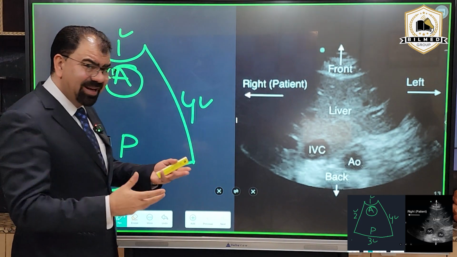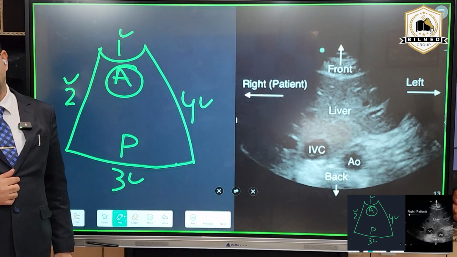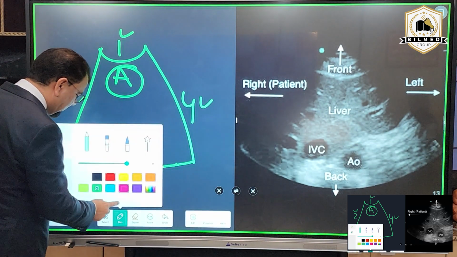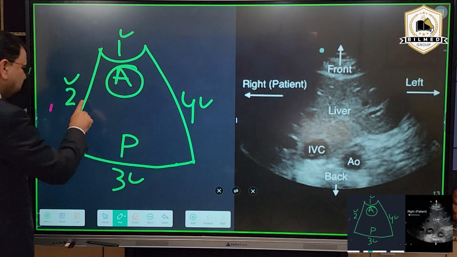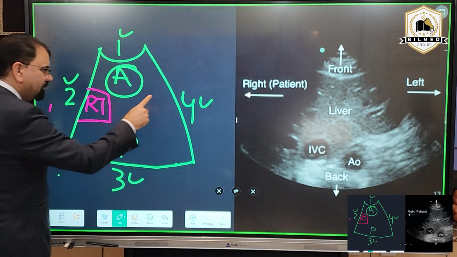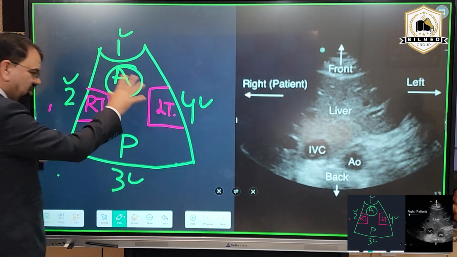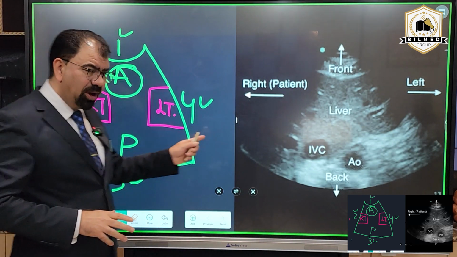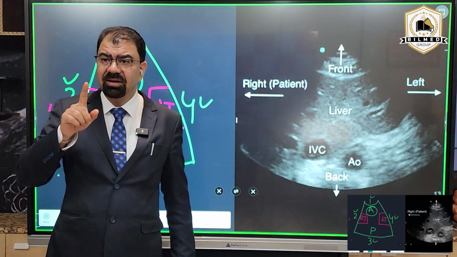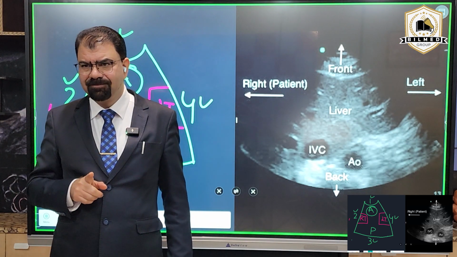Where is the right? Is it at 2 or is it at 4? Sorry, 2 is the right, sir. Now see, I am having a right over here. Where is the left? 4. But the point is, this is screen orientation, and this is applicable if my probe marker is towards the right of the patient.